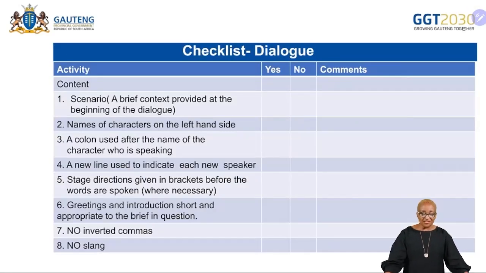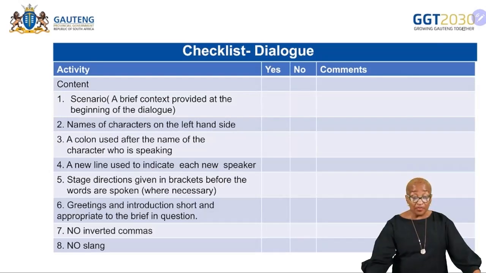Let's have a look at the checklist there. Please remember that this checklist is just a standard checklist. Your teacher can add any other aspect that he or she needs to test in your writing. So let's go through the checklist of this dialogue. Like the rest, it also has an activity, a yes column, a no column, as well as a comments column. The first thing that you need to check is the scenario, which is a brief context that you would have given at the beginning of the dialogue. Check if that is there.